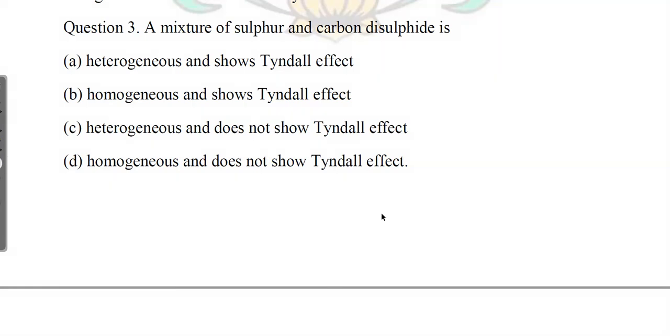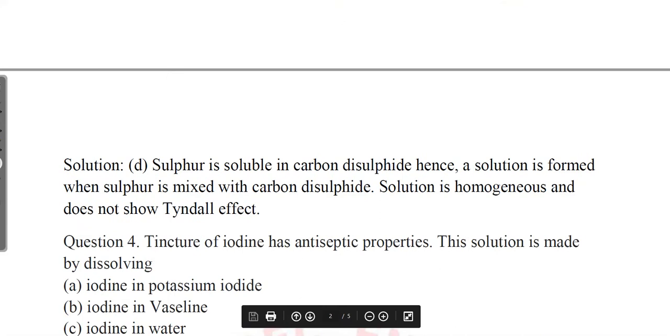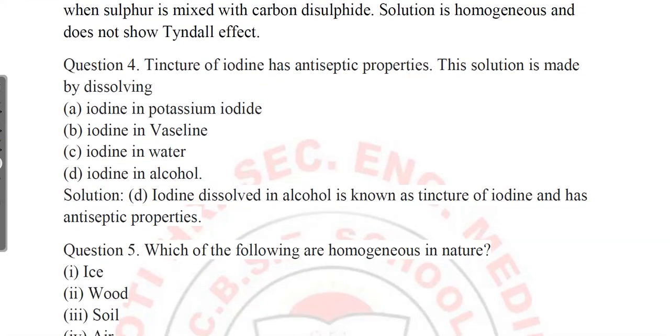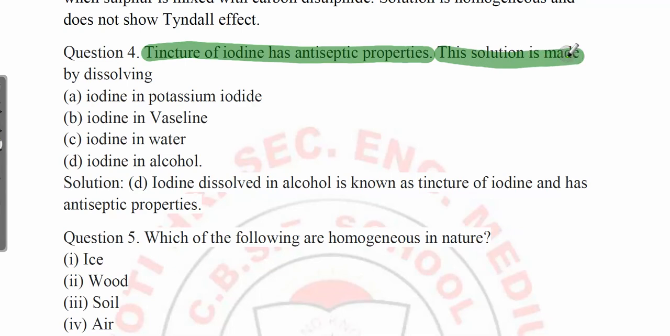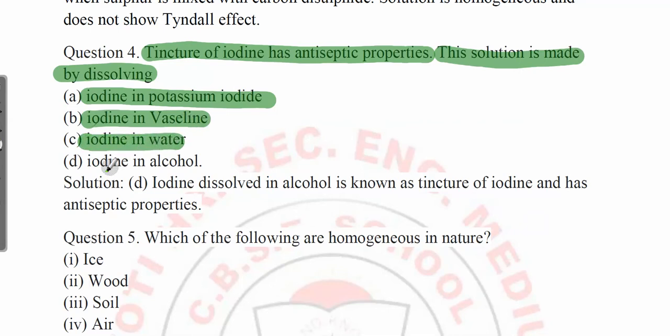The next question here. The question number 4 is asking that tincture of iodine has antiseptic properties. We know that tincture of iodine has an antiseptic property, and tincture of iodine is nothing other than a solution. So how are we making this solution? The solution is made by dissolving iodine in potassium iodide, iodine in vaseline, iodine in water, or iodine in alcohol. So we have to find out what tincture of iodine is and how it is made.